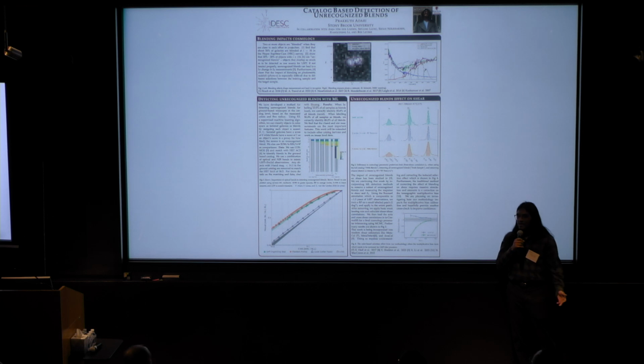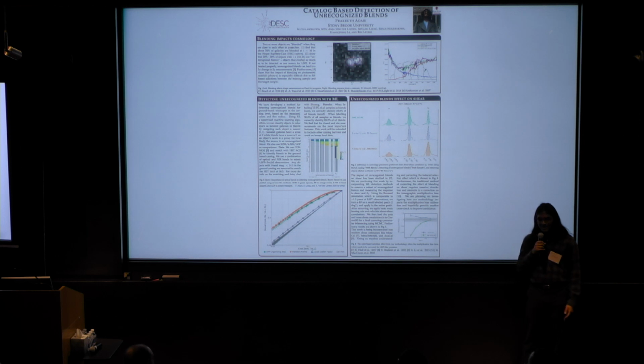Blending is any time the flux from a line of sight can be attributed to multiple objects. It's an important systematic that we need to take care of. It affects your cosmology and photo-z's. Some work has shown that if you don't take care of blending, it can lead to a 2 sigma shift in your inferred S8. So if we can capture all the blends, you might be able to resolve some tension in S8.